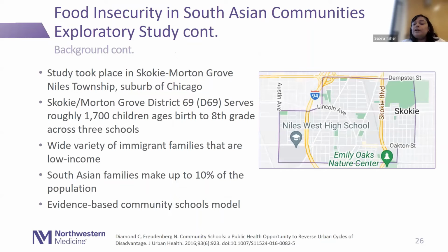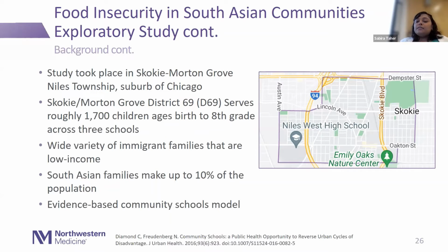So this study took place in Skokie Morton Grove, which is in Niles Township, a suburb of Chicago. And specifically, the Skokie Morton Grove District 69 is a major partner for us in this study. They serve roughly 1,700 children ages birth to 8th grade across 3 schools. And there's a wide variety of immigrant families that have identified as low income that are part of this community. South Asian families make up to 10% of that population.